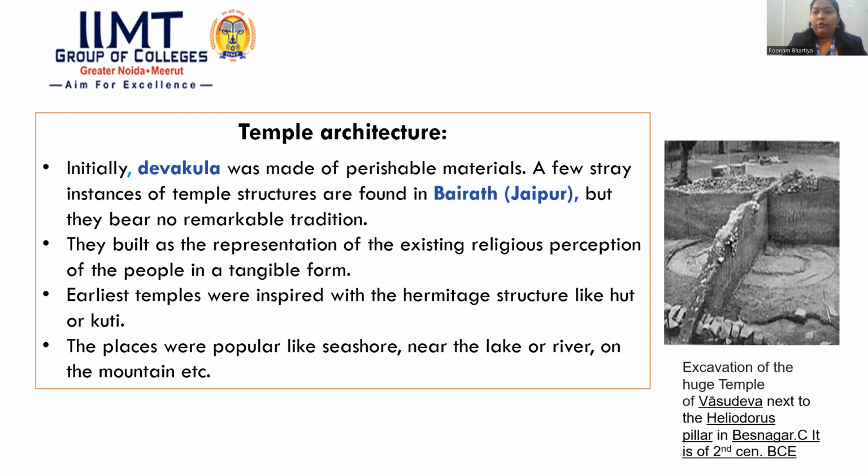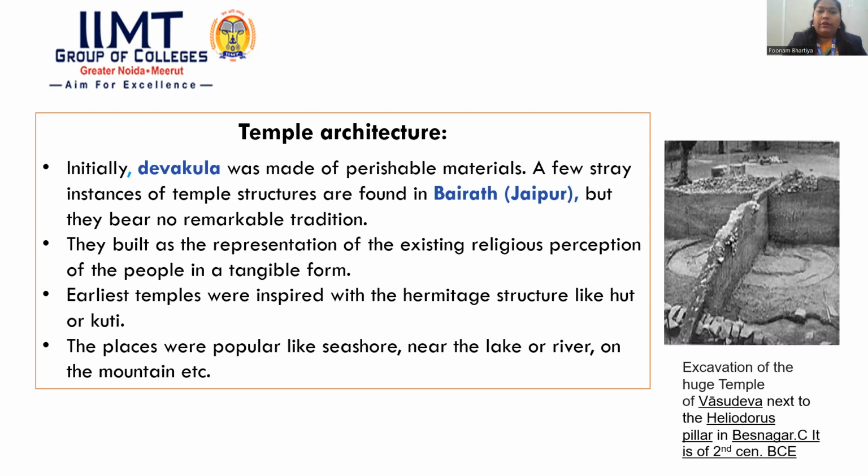So the earliest temple found in Besnagar was basically the Vasudev temple, near the Heliodorus pillar in Besnagar. It was of the 2nd century BCE, and it means Devkuls were built as the representation of the existing religious perceptions of the people in a tangible form.